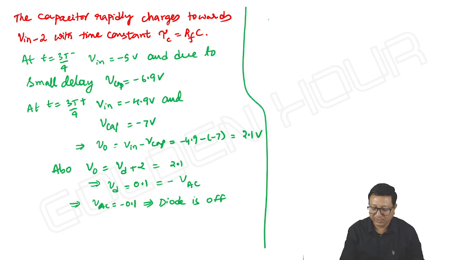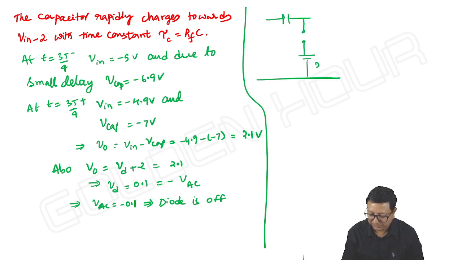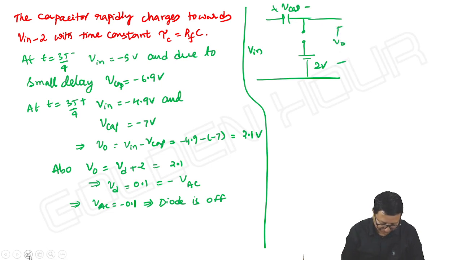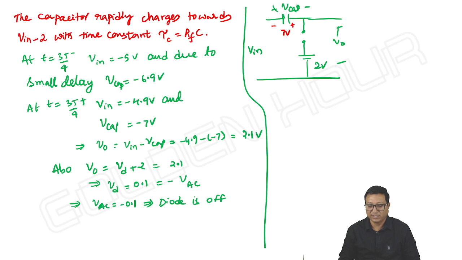Once the diode is off, what is the equivalent circuit again? It is an open circuit. 2 volts input, and the capacitor V capacitor, V output. So how does the capacitor charge? It charged to 7 volts with polarities from right to left, which means V capacitor is equal to minus 7 volts. Now, is there any path for the capacitor either to charge or to discharge? No, the capacitor can neither charge nor discharge.